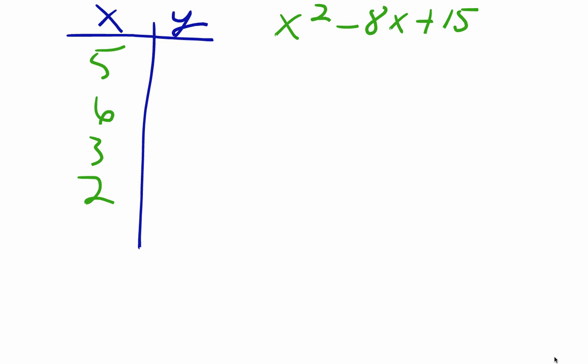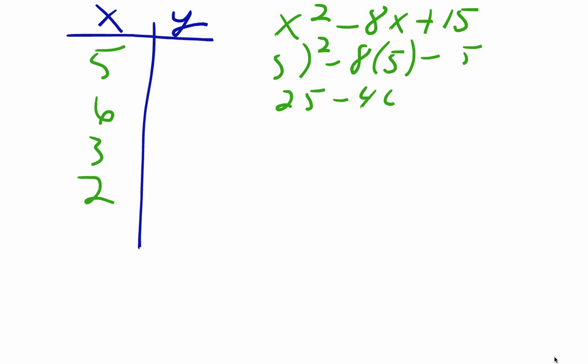Now I'm going to take each one of those points separately and put them in for my equation. And so I don't run out of time, I'm just going to do number 5 first, and then I'll just give you the answer, the y-coordinates of 6, 3, and 2. So I put 5 in there, square it, minus 8 times 5, plus 15. So I have 25 minus 40 plus 15, and that all equals 0, because 25 minus 40 is -15, plus 15, and that's 0.